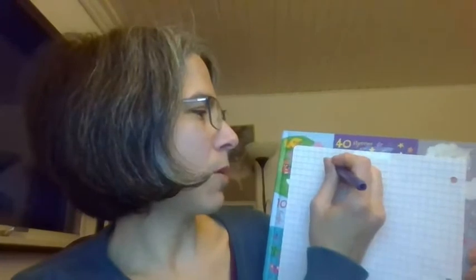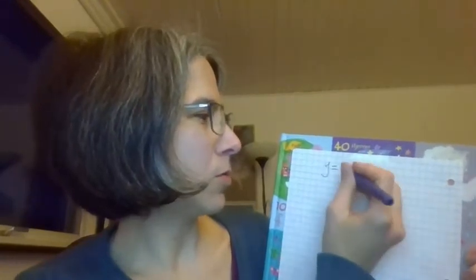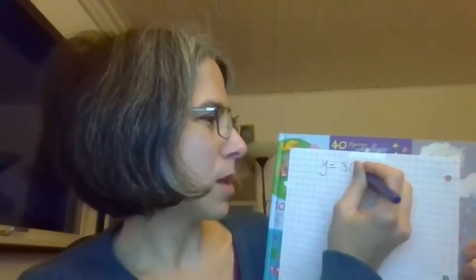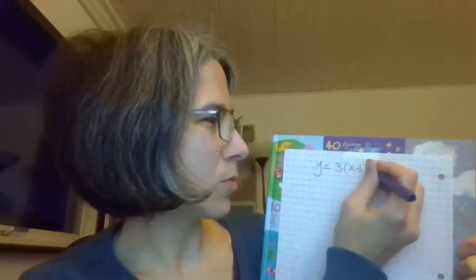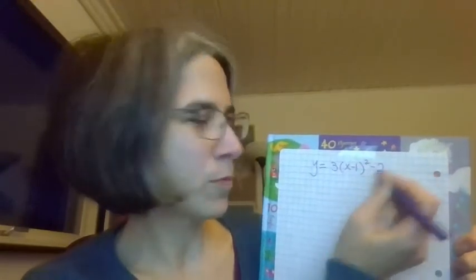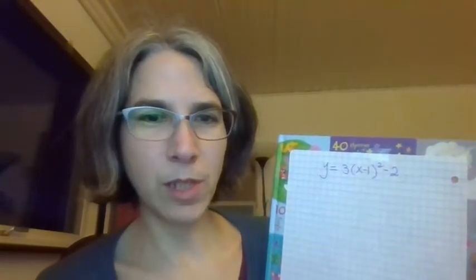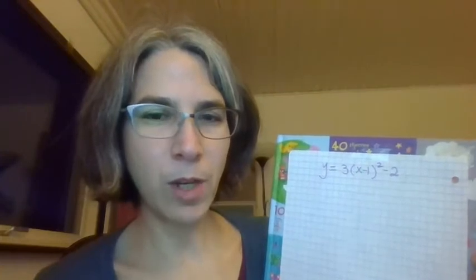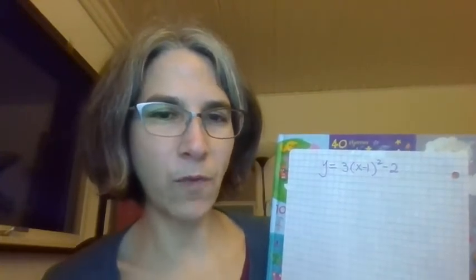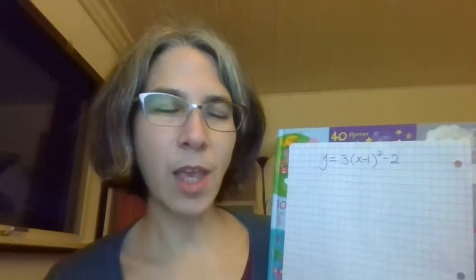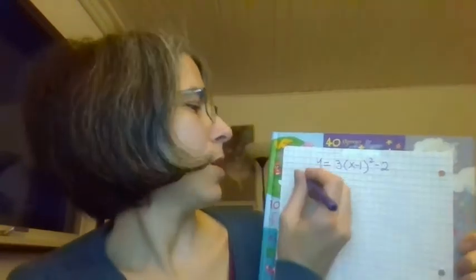So I'm going to make up my quadratic function in vertex form. It's going to be y is equal to 3 times x minus 1 squared minus 2. That's my quadratic function in the vertex form. Now I have to go ahead and show how to find the 5 main features and how to sketch it.